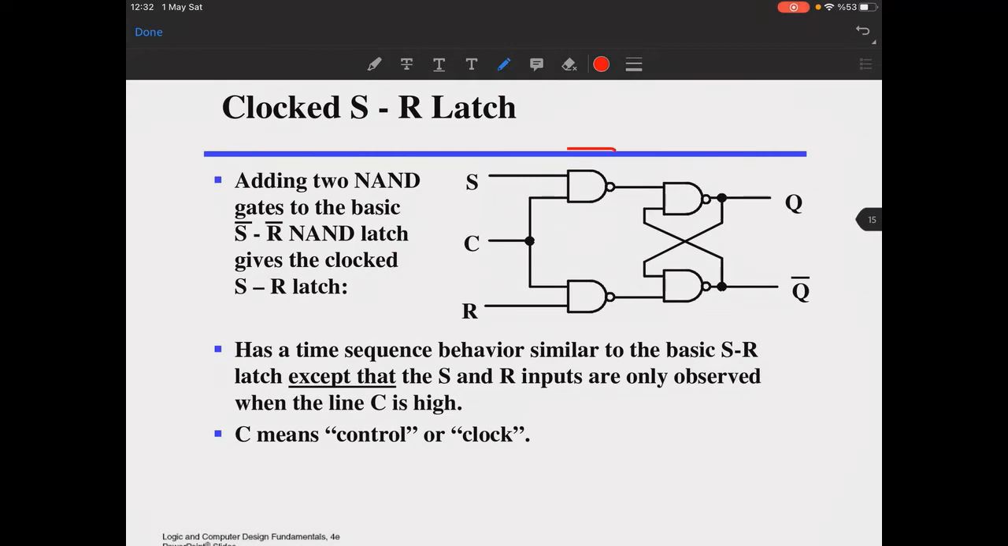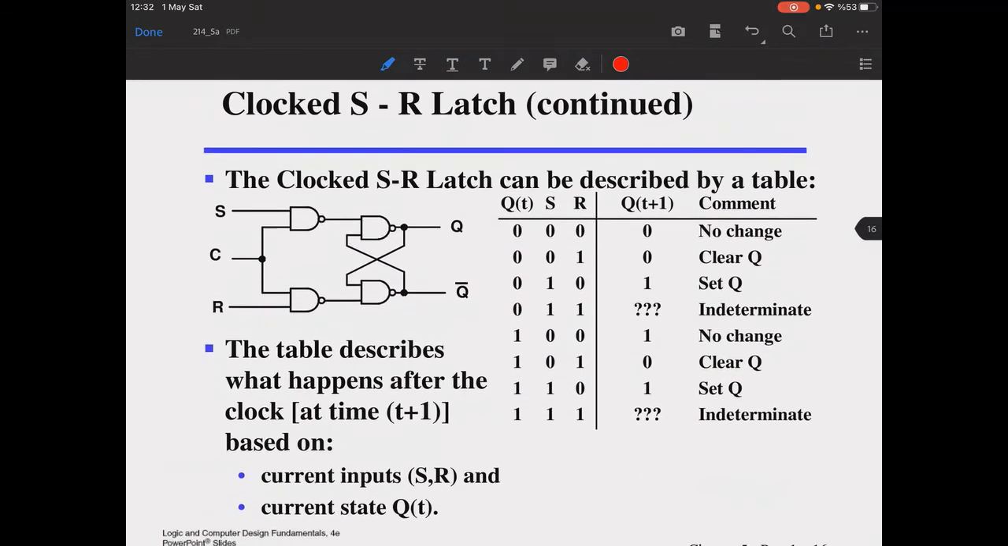Now, if you add 2 extra NAND gates here at the previous part, you can make it a clocked one. Like if you add a layer of NAND gates here with a clock to your reset latch, then it becomes a set reset latch, like it holds information. Its behavior is pretty similar to the set reset latch, except that S and R inputs are only observed when the clock signal is high. That's it. It's called control or clock signal.